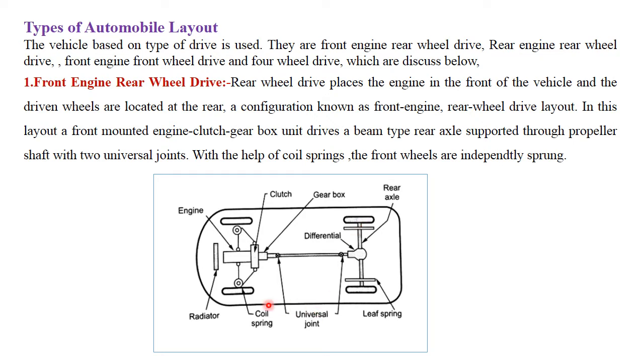The main advantages of this front engine rear wheel drive are, first, balanced weight between front axle and rear axle. The engine, clutch and gearbox are located at the front, and the differential and other components are located at the rear, so the weight is balanced between the front axle and rear axle. Then a large luggage space is available at the rear side.